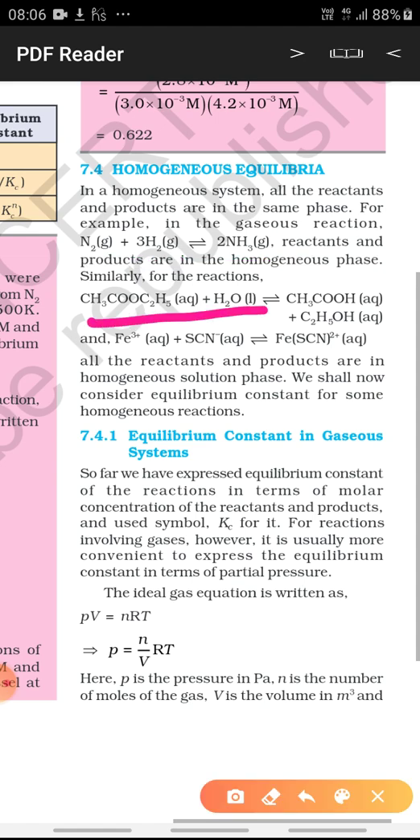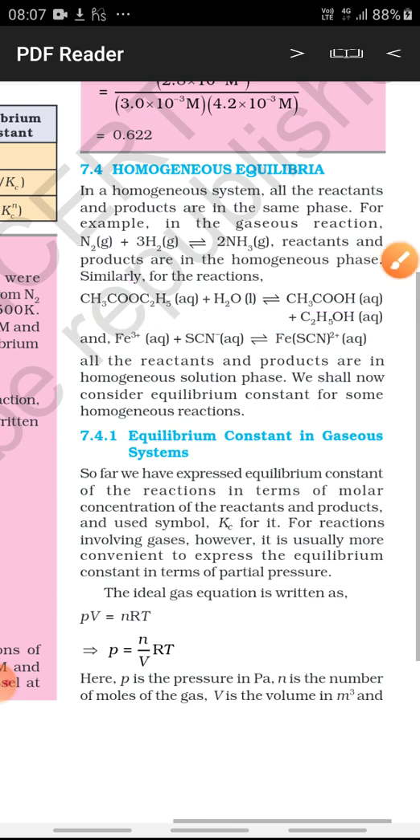Similarly, for this equation, the four substances, the first one, that is ethyl ethanoate, is in aqueous state, water is a liquid, acetic acid is in aqueous state, and ethanol also is in aqueous state. All are in the same physical state. That means it is a homogeneous equilibrium.